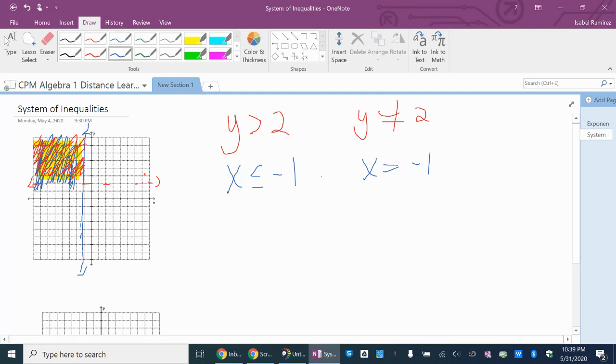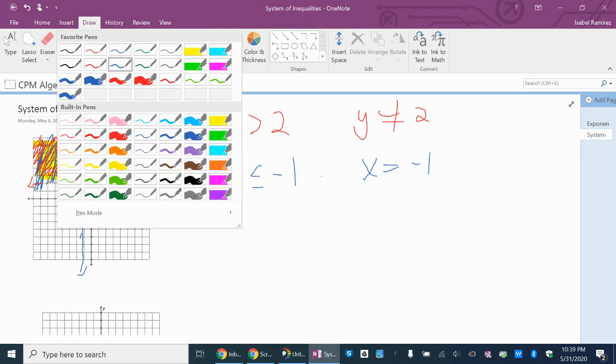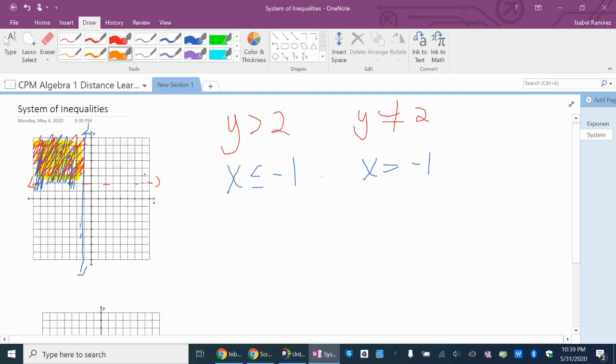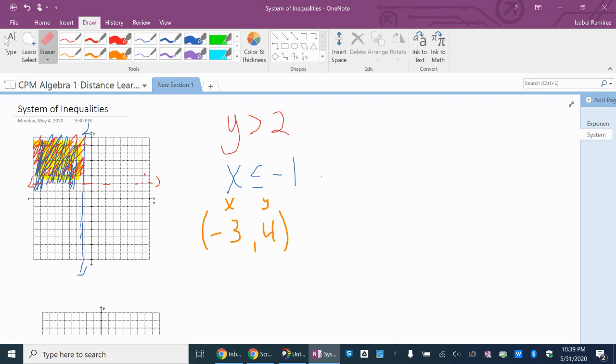Like a system of equations, there are going to be points, except this is an entire region. So a point that satisfies this system of inequalities has to be in that region. So just to point out a point, let's use this random point. That point is negative 3, positive 4. So that means that x is negative 3 and y is 4. And again, I just picked a random point, and I'm going to show you guys how this satisfies the inequalities.